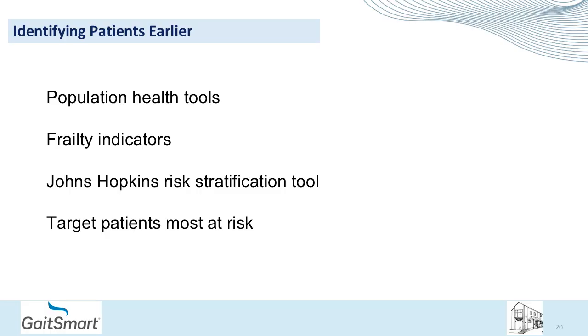Risk stratification has been a key part of this work. We use population health tools and frailty indicators, and more recently we've incorporated the Johns Hopkins risk stratification tool. This helps us identify patients who are most likely to benefit from proactive intervention. Once identified, these patients are invited to our Keeping Well clinics for further assessment and support.